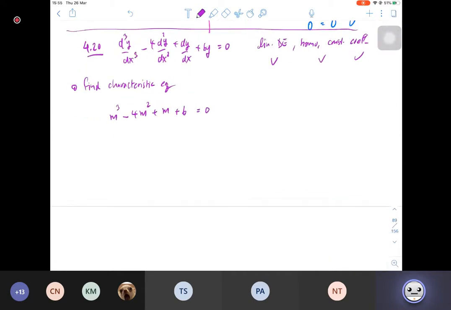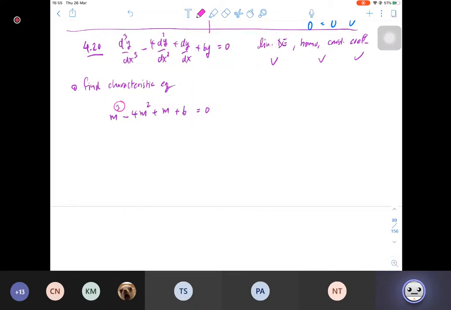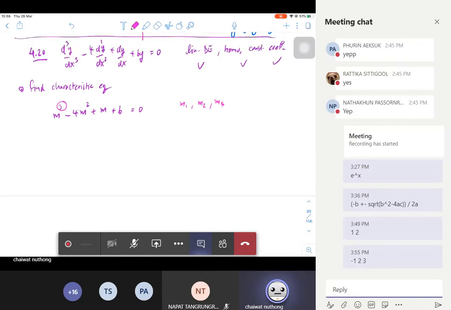First of all, how many m's do I have in this case? How many roots do I have in this case? 3, correct? You're going to have 3 roots. So we have third order. So you have m1, m2, and m3. Okay. How can we find those m's? Any suggestion? Oh, by the way, minus 2, minus 1, 2, 3.